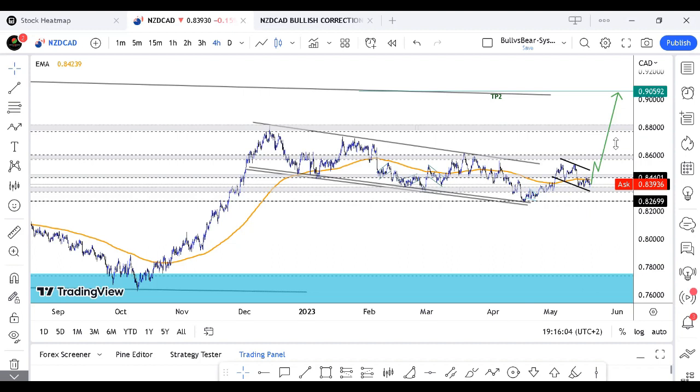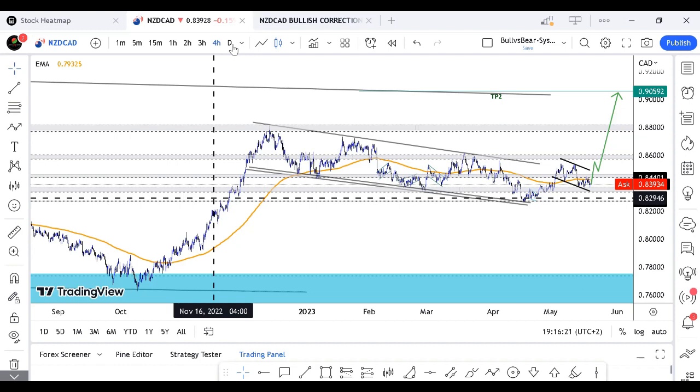Now today we have NZDCAD for you, and as we analyzed on our daily analysis, we have a higher time frame bullish continuation pattern. You all know that after a bullish continuation pattern, we are waiting for a bullish impulse. So let us dissect and see what's going to happen in this current setup.